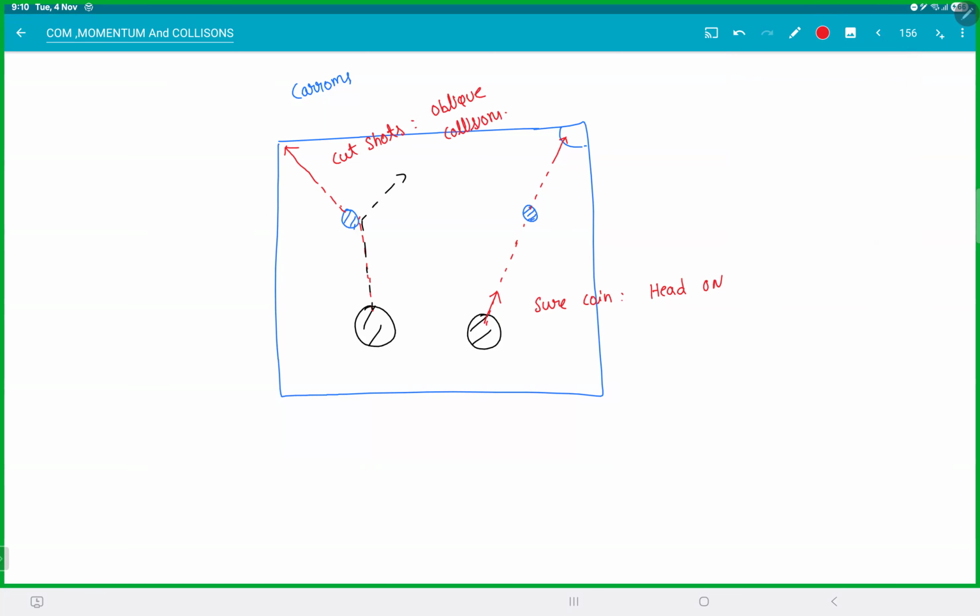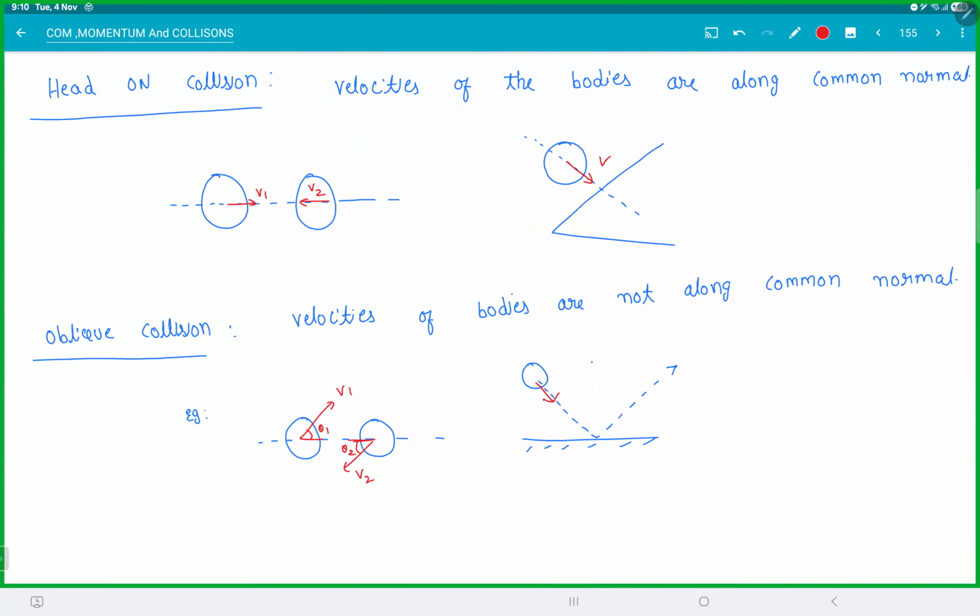Clear? Hope everyone has played carom board. All clear with this, the definition of an oblique and a head-on collision? Clear, Shma? Ishman, clear? Yeah.